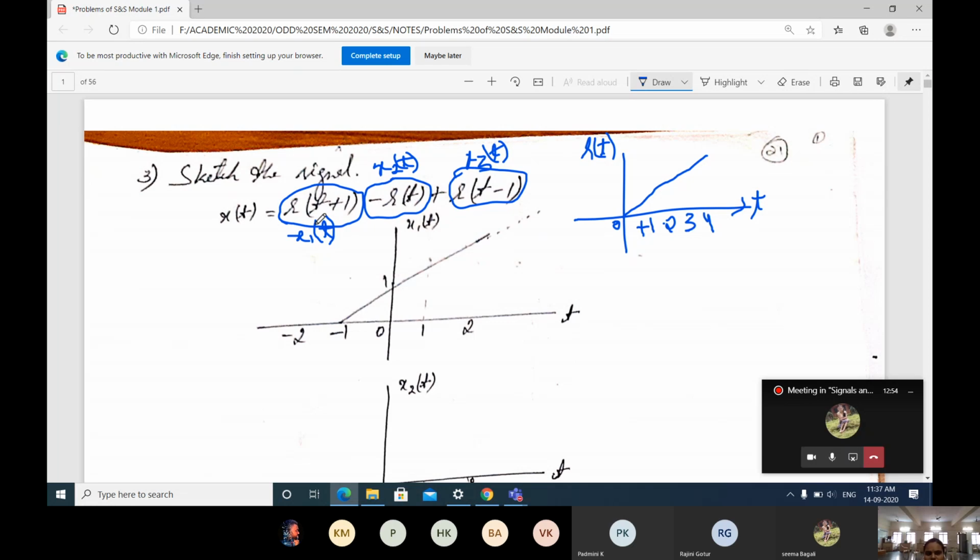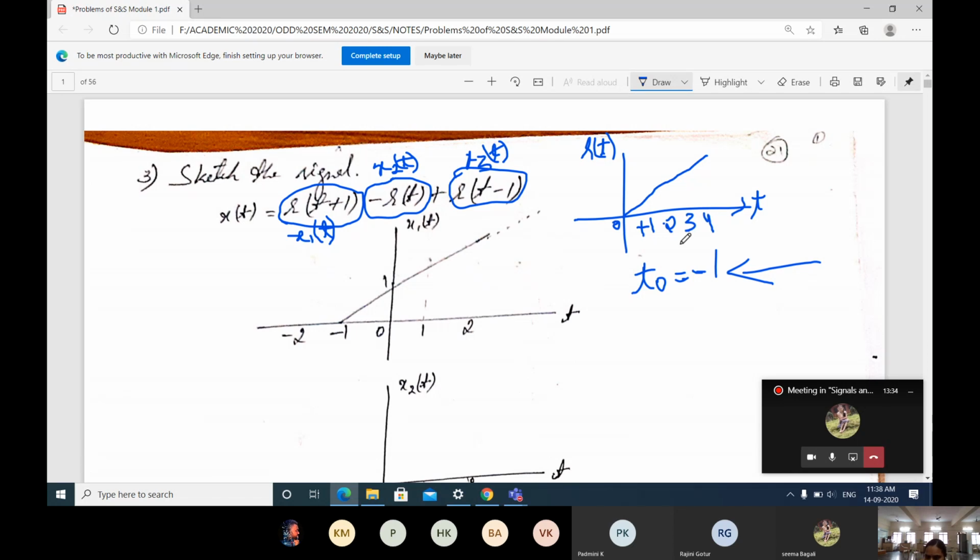For x1 of t, we have to shift the r of t signal. How many positions do we shift? Based on our t naught. What is the t naught value here? T naught is taken as minus 1, because I can write it as minus of minus 1. Minus 1 means the signal shifts towards the left side, towards the negative side. How many positions? 1 position.